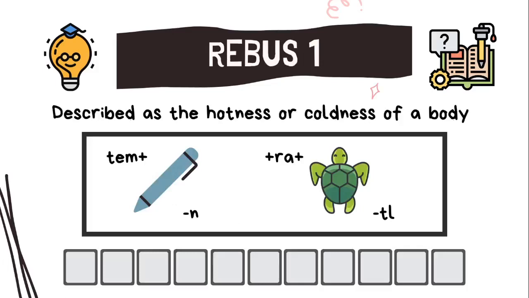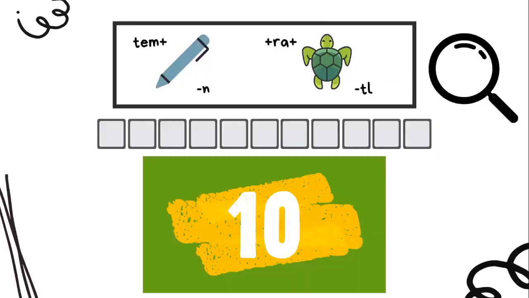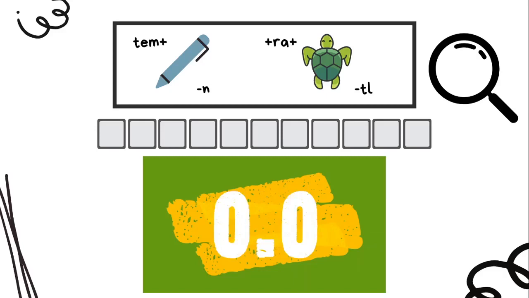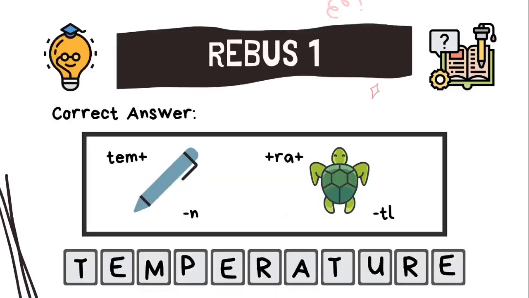Number 1. It is described as a hotness or coldness of a body. Made up of 11 letters. What is it? Go. The correct answer is temperature. Did you get that right? Let's try the next one. Don't forget to write your comments on the comment box.